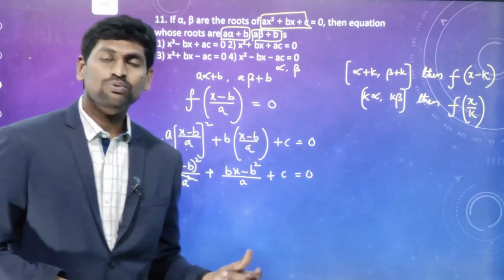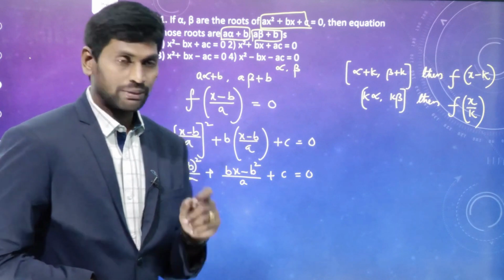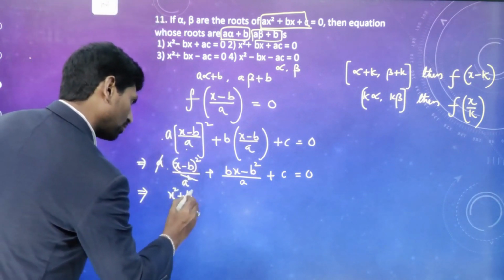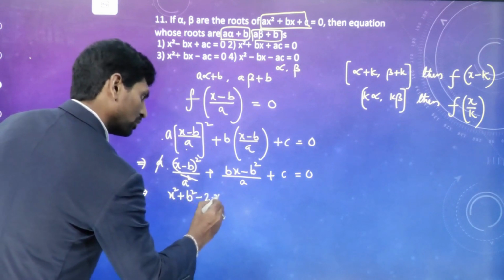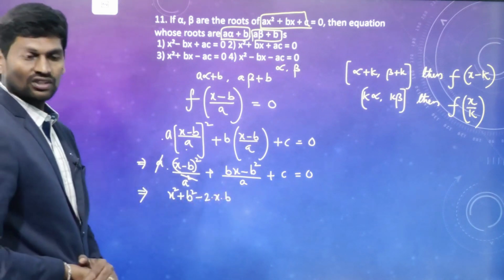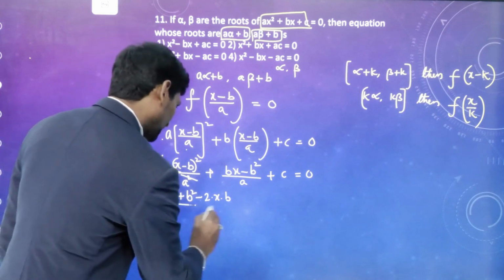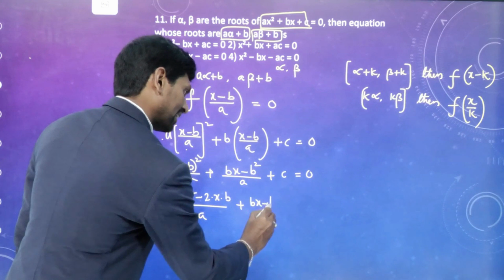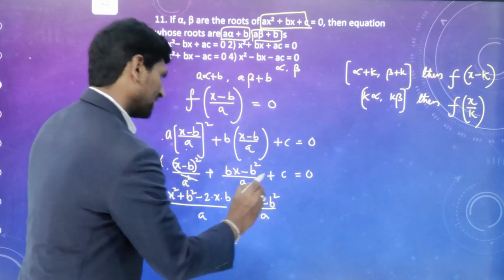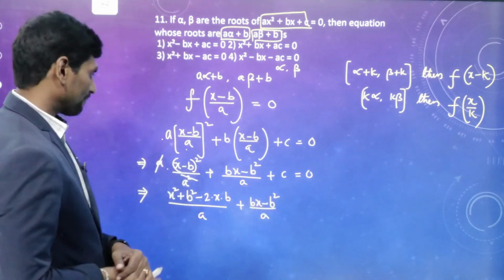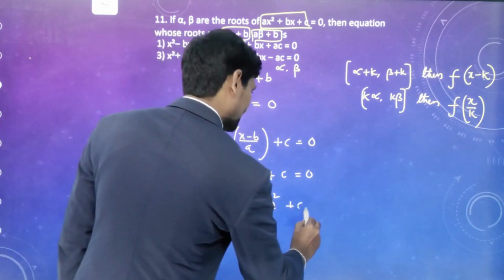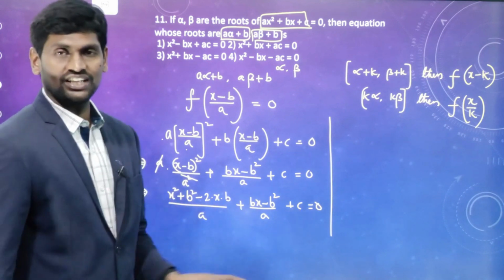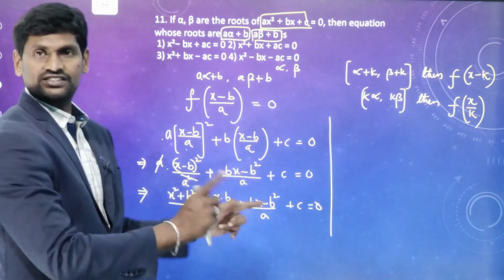Yes, very good. a square plus b square minus 2ab. Just apply here: x square plus b square minus 2xb. Denominator: a plus bx minus b square divided by a. It is also having the denominator a plus c equal to 0. Now just multiply the entire equation with a. That means multiply a with both sides.